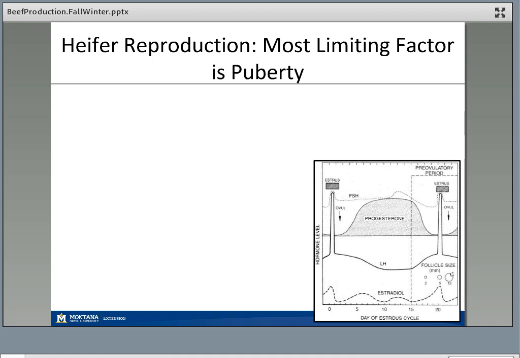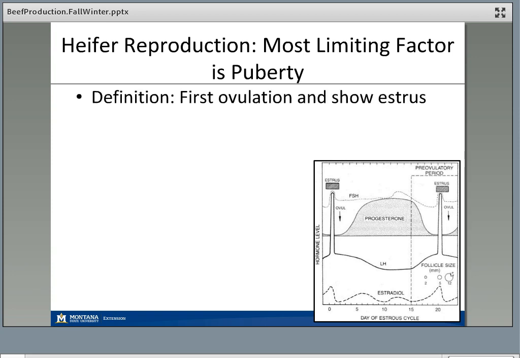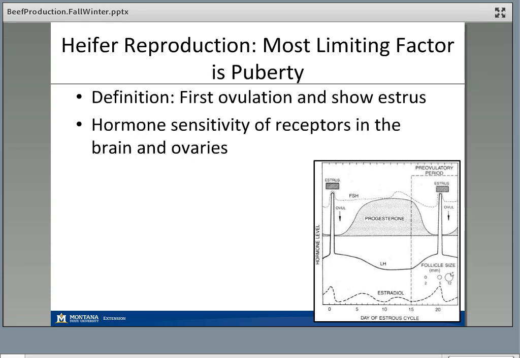So puberty is often defined as the first ovulation and show of estrus. And so what's happening is the hormone sensitivity of different receptors in the brain and ovaries is changing over time as the animal matures. Once everything's good to go, then that's when we reach that system that's illustrated in this diagram. We know that age at puberty is important. So if our goal is to calve cows as 2-year-olds between 23 and 25 months of age, then they need to conceive at 14 to 16 months of age.